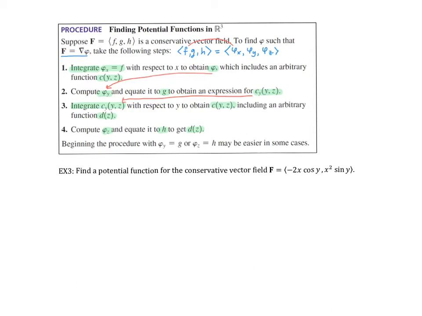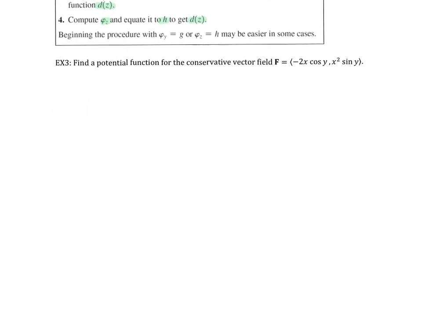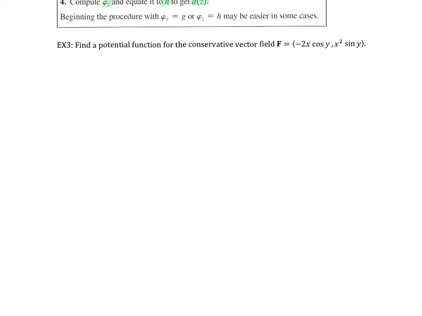Now in this particular procedure, they started with taking f equal to the partial of phi with respect to x, but you really don't have to start with x. You can start with any of those, g, h, and so on. So again, that's a lot of words. Let's see how we would find our function. In example 3, we want to find our potential function for this conservative vector field f.